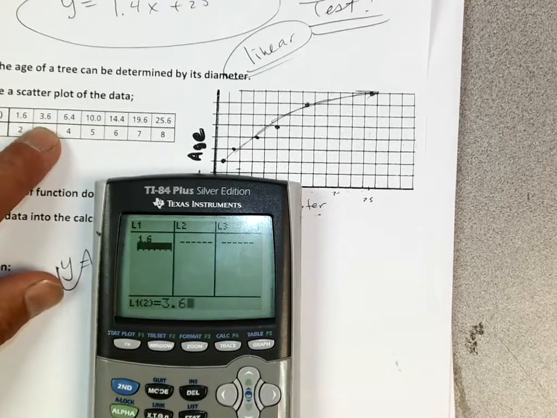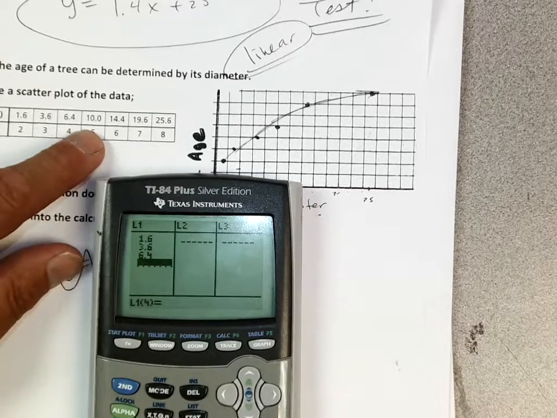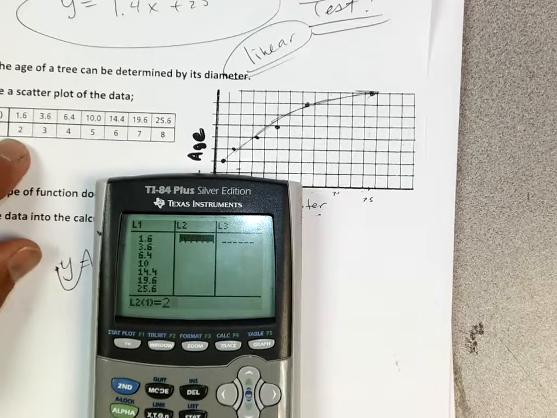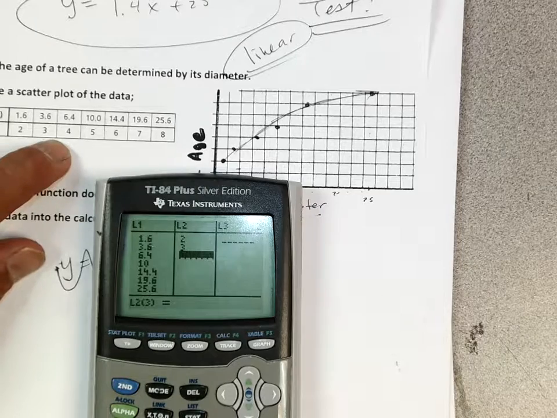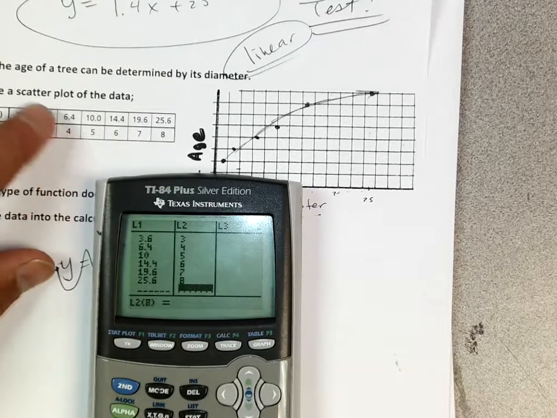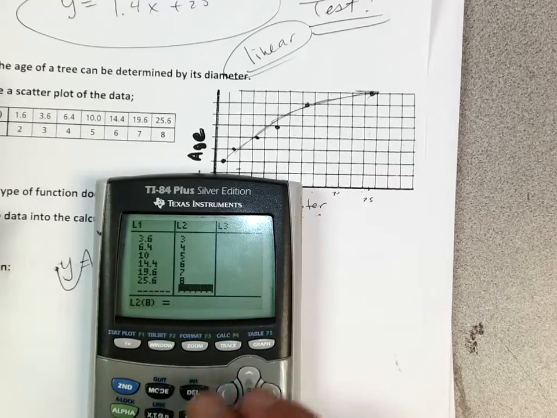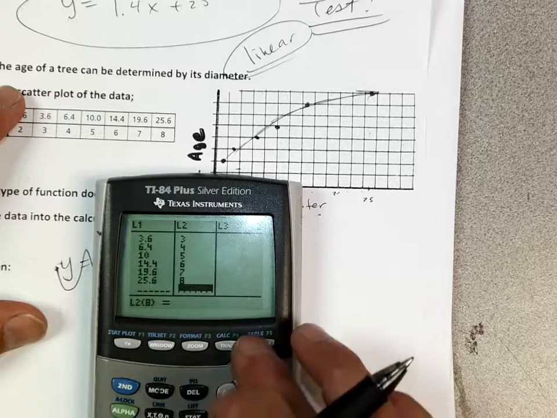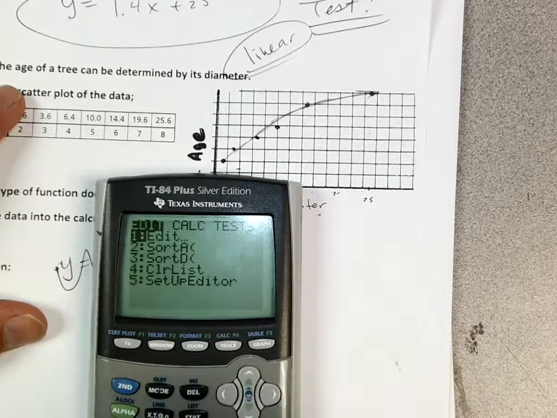1.6, 3.6, 6.4, 10, 14.4, 19.6, 25.6. Okay. Other list 2, 3, 4, 5, 6, 7, 8. Okay. And let's go ahead and go to calculate. I'm going to go to second, go to stat, go to my stat. Calculate.